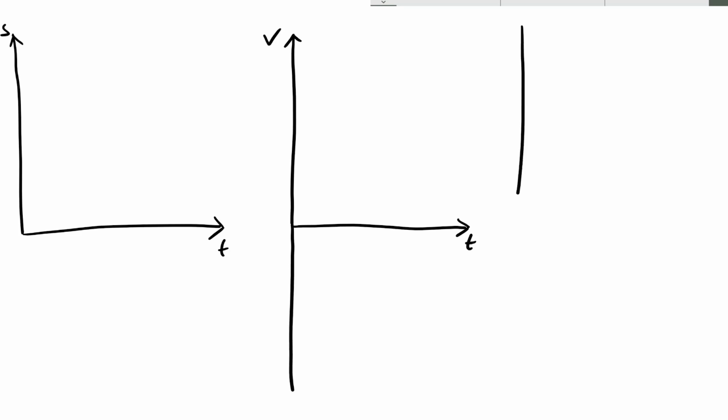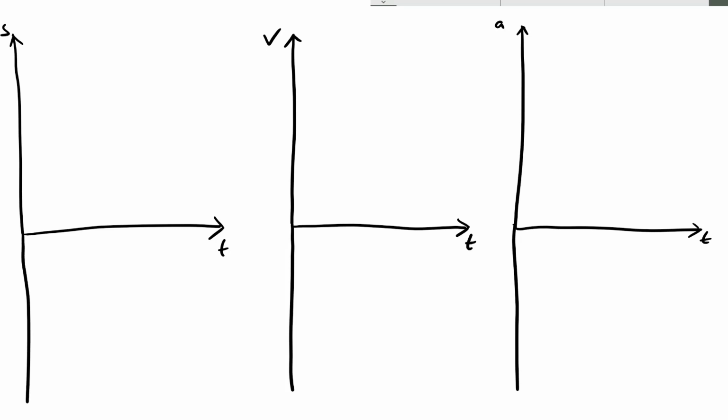Okay, so let's go to the graphs. We can represent all this in graphs. The first graph would be a time and displacement graph. The second one would be a time and velocity graph. And the third one would be a time and acceleration graph. Okay, let's make it like that.